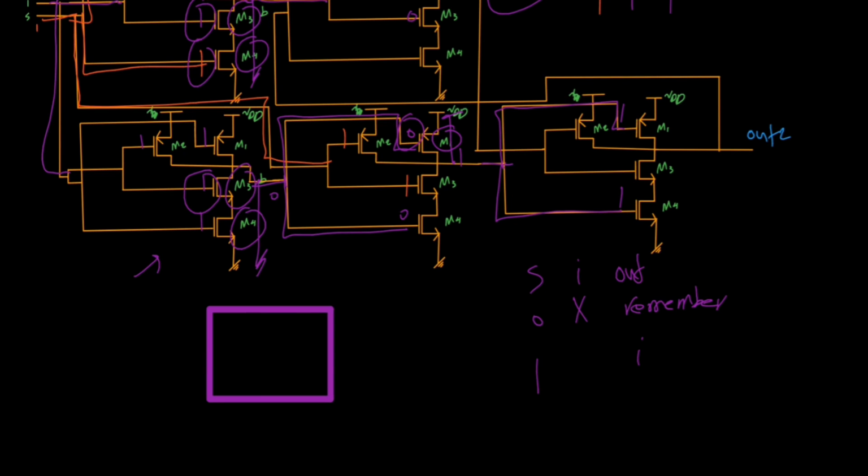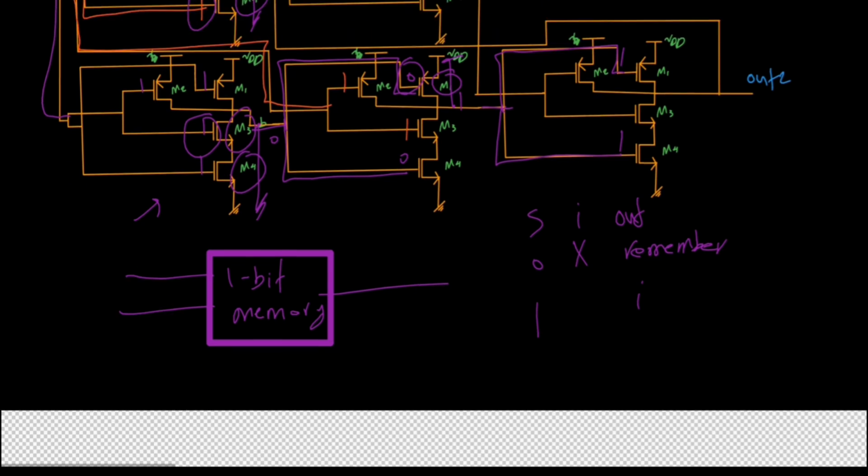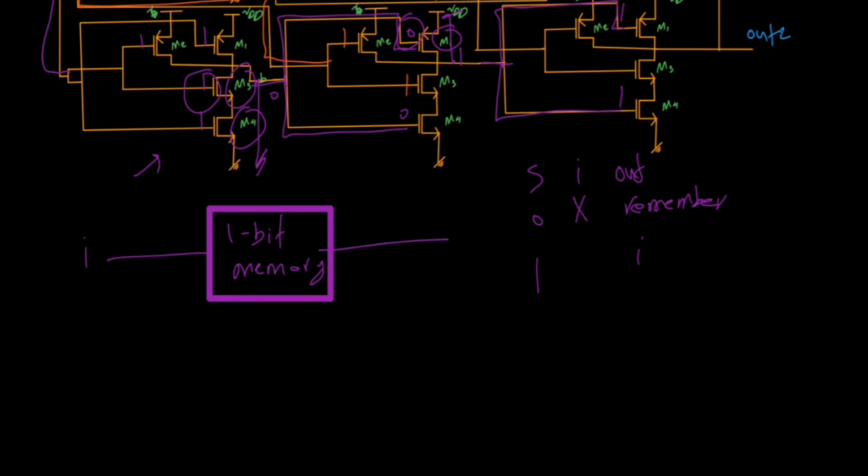We say we have 2 inputs and 1 output. I call this a 1-bit memory. Why? Let me just name it: I say I have an input and 1 output and a bit called S bit. If S bit is equal to 0, out would always remember its previous value. If S is equal to 1, then whatever we put at the I would be shown on the output.